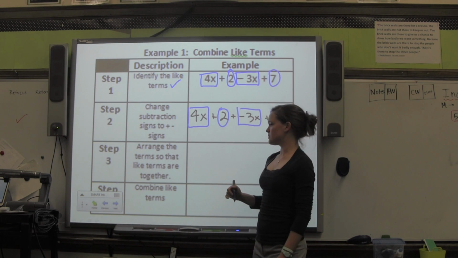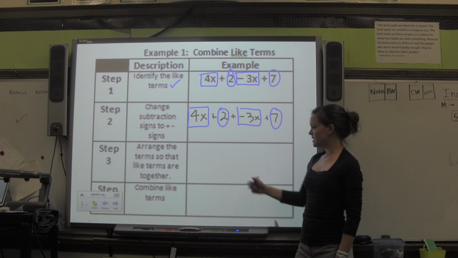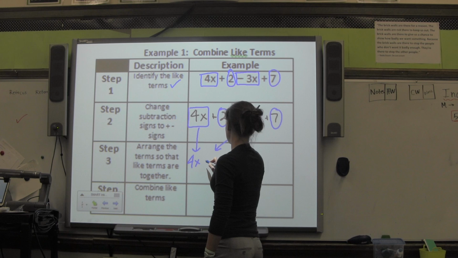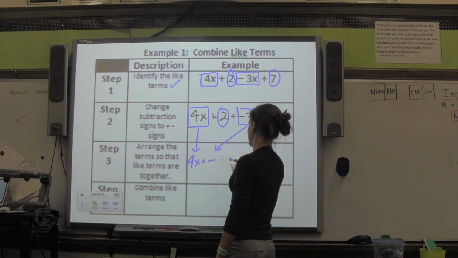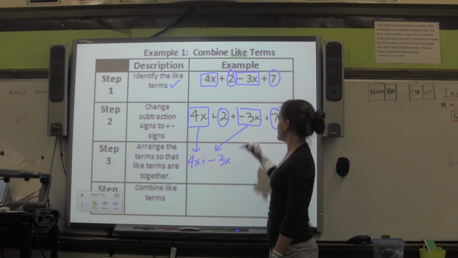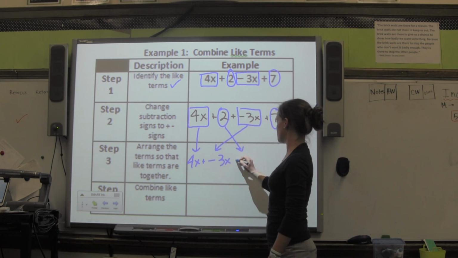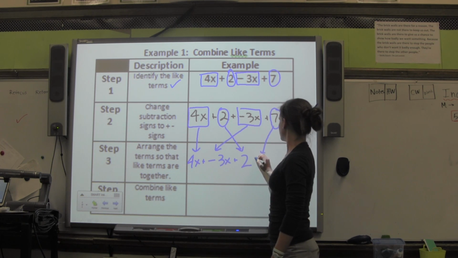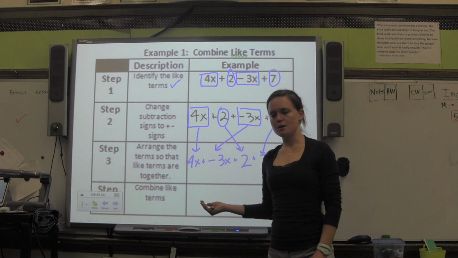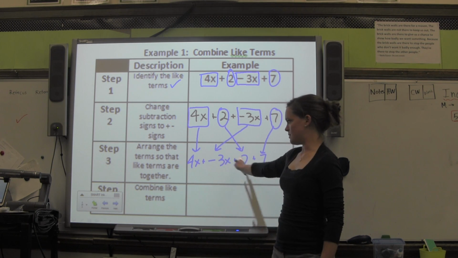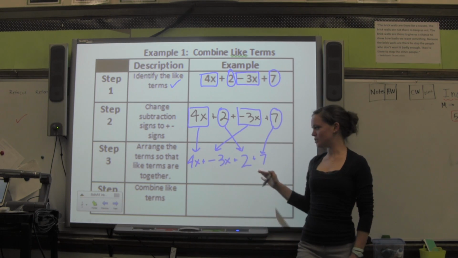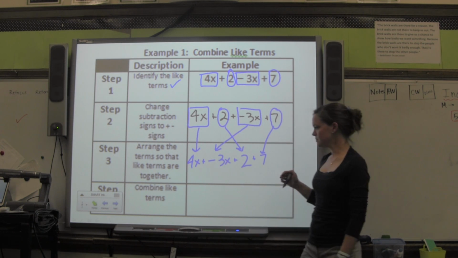Step 3 is arrange the terms so that the like terms are together. So I'm going to do first my squares, 4x and negative 3x. Notice that the negative came right with that, but it's still separated by a plus. And then I'm going to do my circle terms, plus 2 plus 7. You can do this because of the commutative property of addition, which means that you can change the order in which you're adding things. Okay.